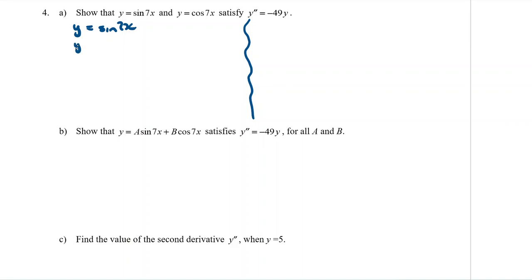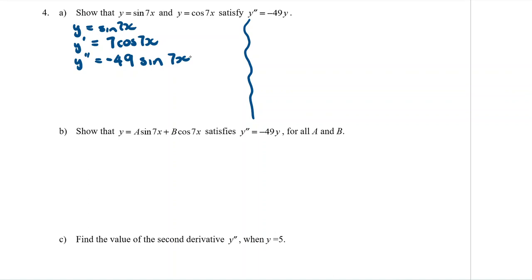I need to find the first derivative. Who can differentiate? 7 cos 7x. Excellent. I need a second derivative. Who can find the second derivative? Yes. So 7 times 7, you'll get the 49, but when you differentiate cos, it's negative. So negative 49, cos changes to sine of 7x.